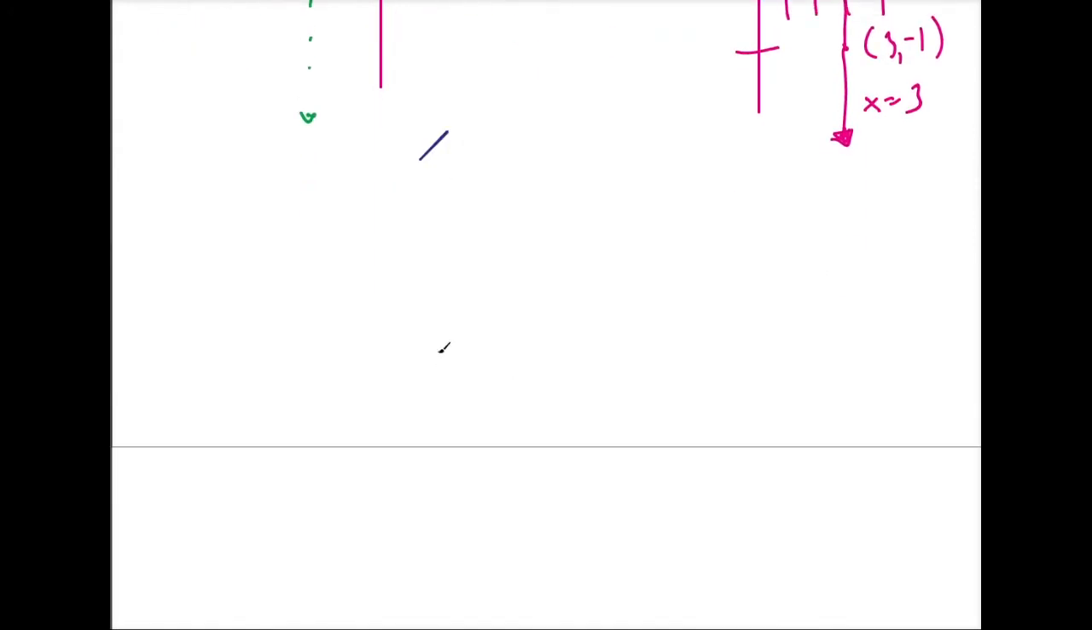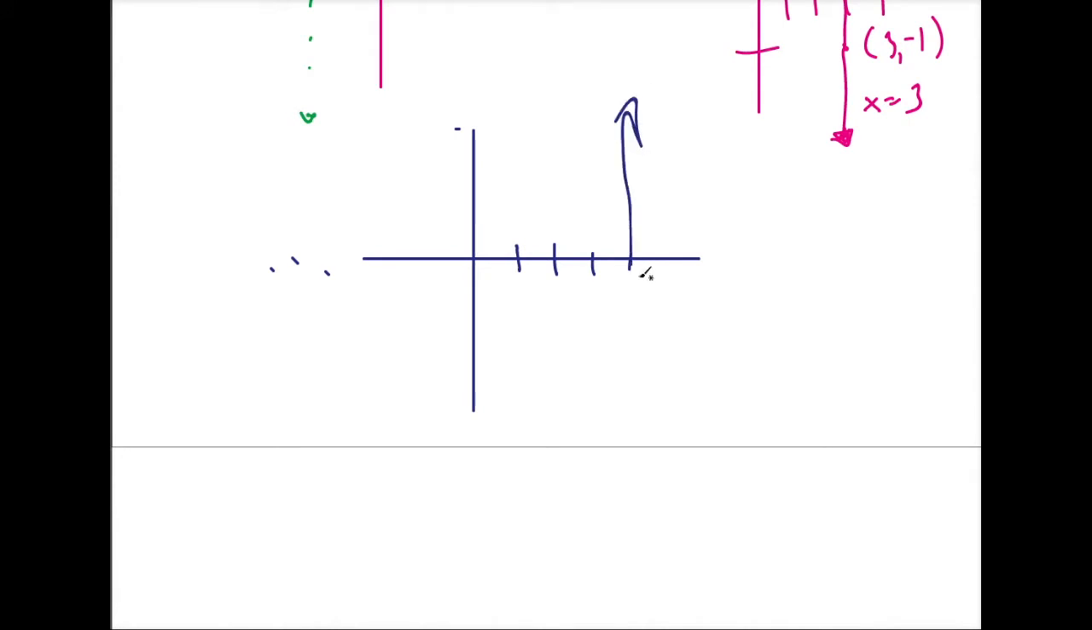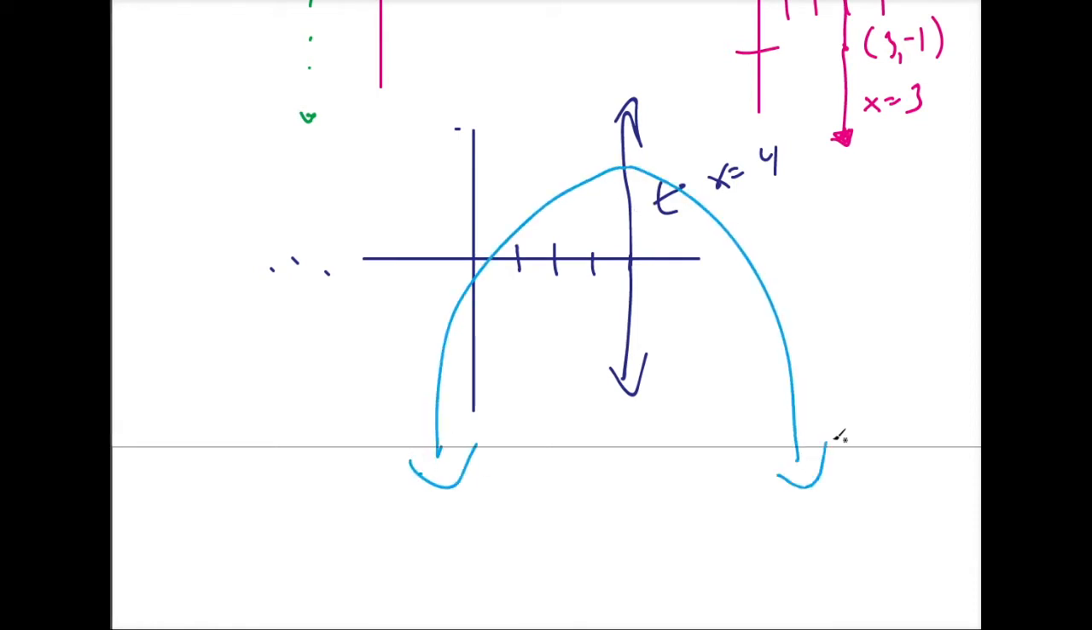So what is the equation of this line? X equals 4. Great. And if I did a parabola like this, I went like that, I went like that, this line right here would be called the axis of symmetry. My axis of symmetry is right here. Where is your axis of symmetry?